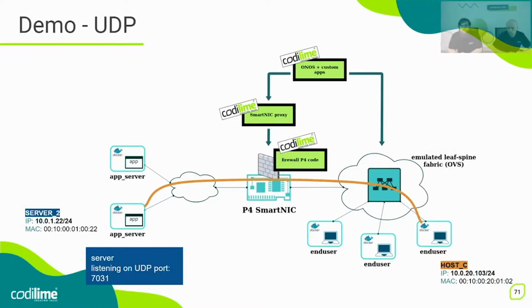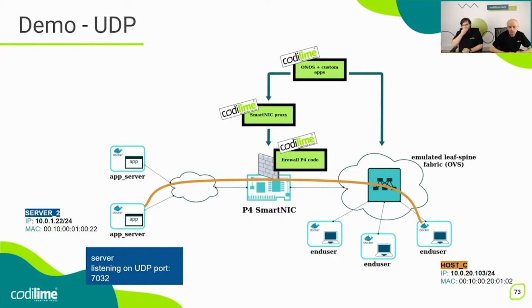Now let's experiment a bit with UDP for a change. This time we'll launch a simple UDP server listening on port 7031 on the server 2, and we'll try to send a message from host C to the server 2. And then we'll block the communication from host C to the server 2 for UDP destination port 7031, and we will see what's going to happen.